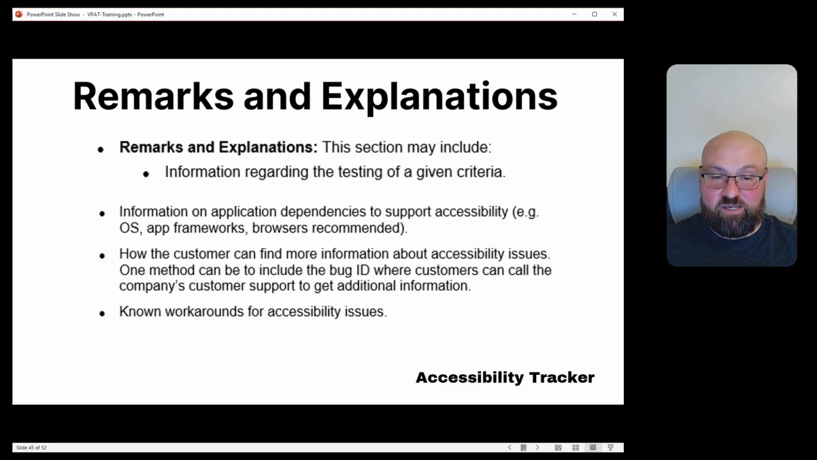So with remarks and explanations, this column is only absolutely required where you enter does not support or partially supports.